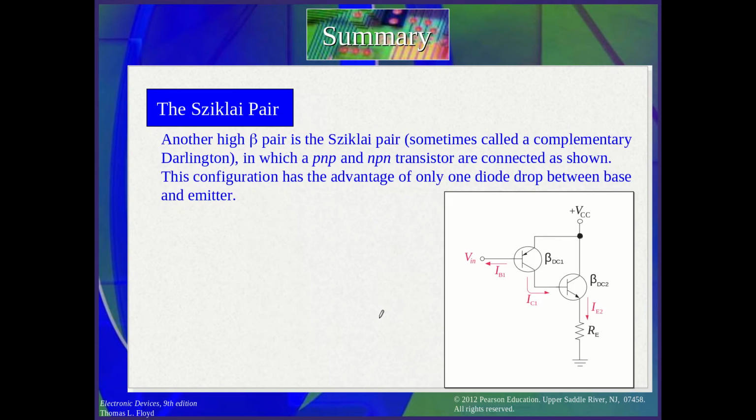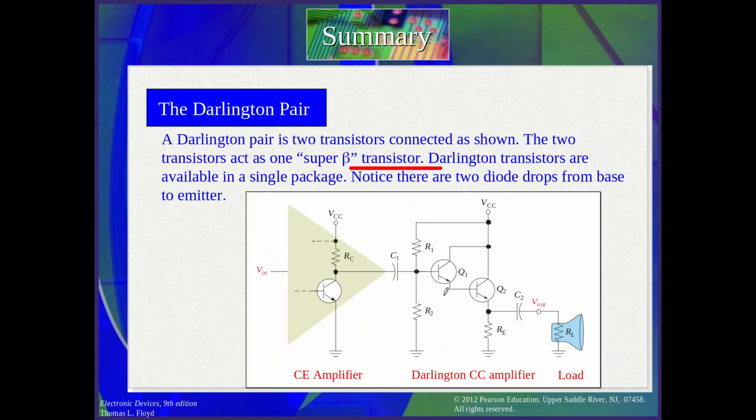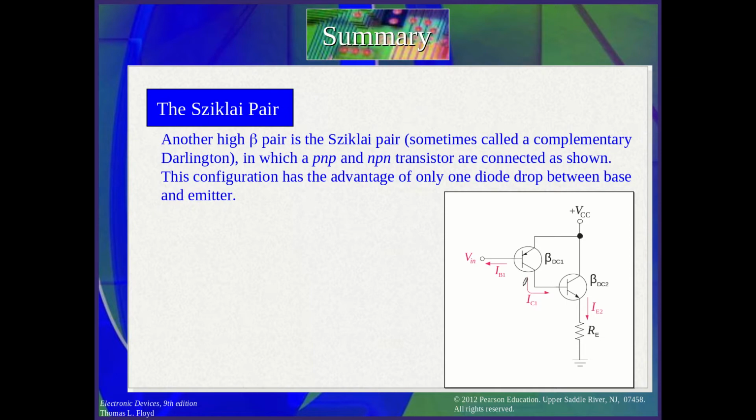So the Sziklai pair is another beta pair. Here you see two transistors, but in the Darlington you see two transistors of the same junction type, NPN. Here you have two, one is an NPN junction and one is a PNP junction, so it's connected from the emitter here to the base.